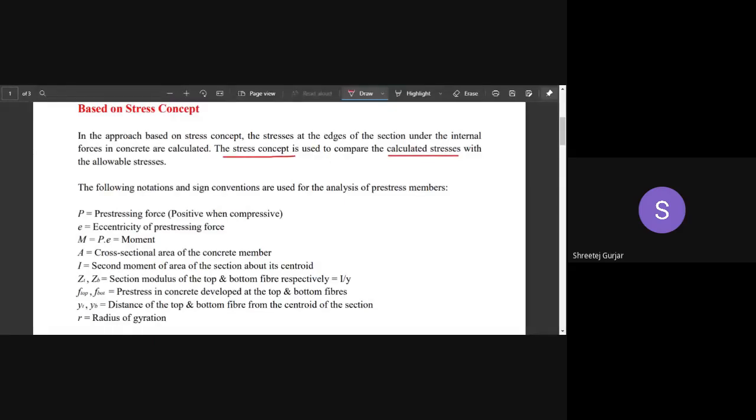So the following signs and notations are used for analysis of pre-stress members. So these are important. You must know what are the various notations, various sign conventions which we use, and this will be same throughout your entire subject. Okay, so throughout your entire numerical, that is in your next modules also, we will be using the same sign conventions and the notations. So remember these are very important.